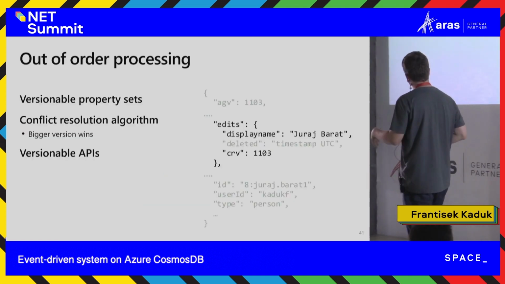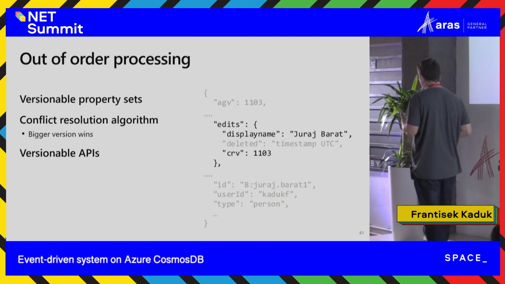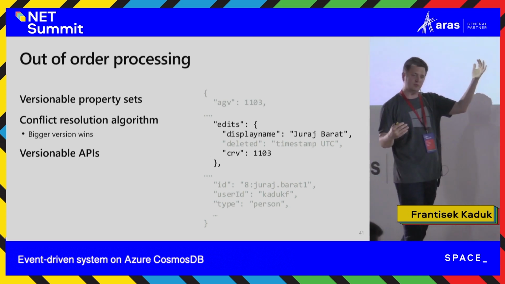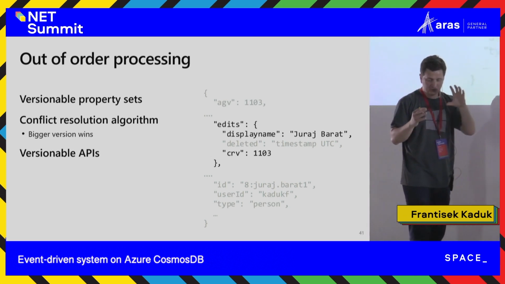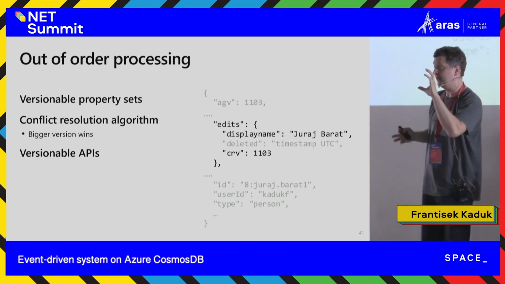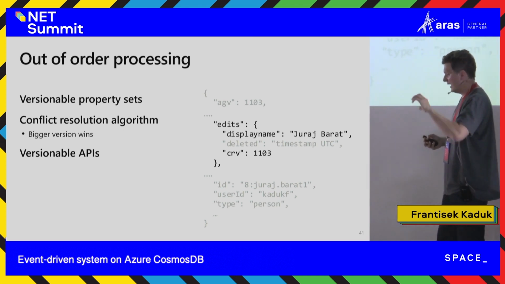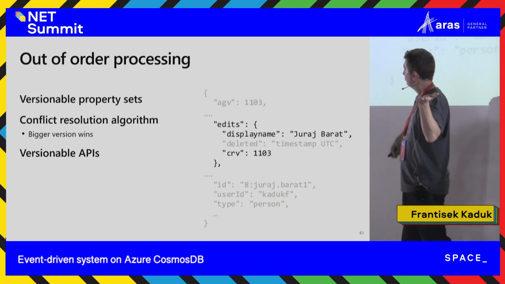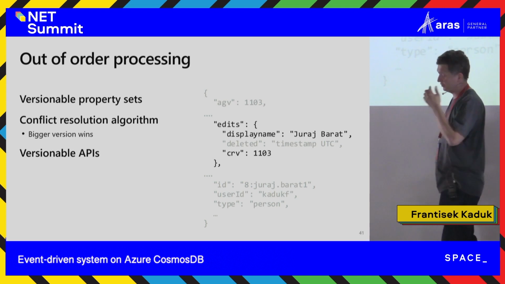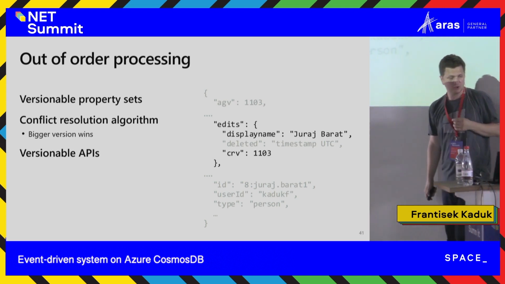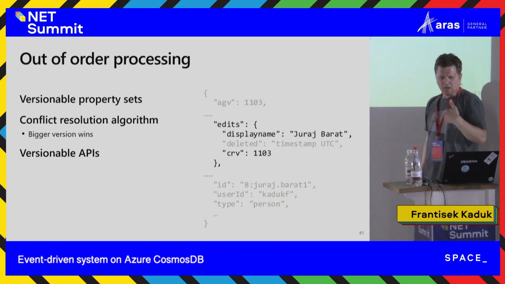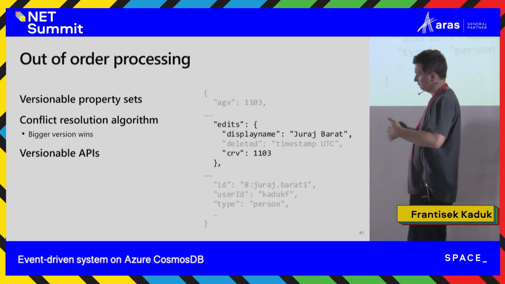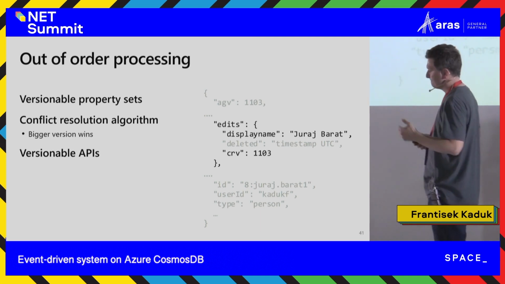The solution to this, what we took, was versioning. So what we did, we split our whole domain model into property sets. Each property set has some version, and we have also versioning on API on the input and also on the output. So we have so-called versionable properties, and we had to have also a conflict resolution algorithm to resolve the conflicts.